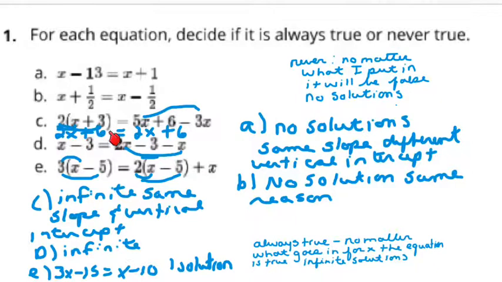Well, that's the same equation. Those two lines are going to lie on top of each other. So that means that there are infinite solutions no matter what you put in for x. The two sides will always be the same exact answer, so it'll always be true.